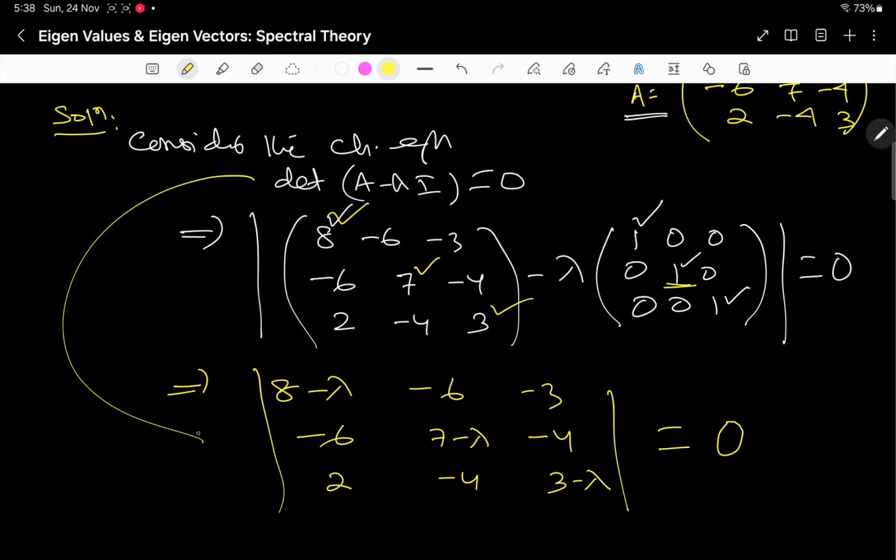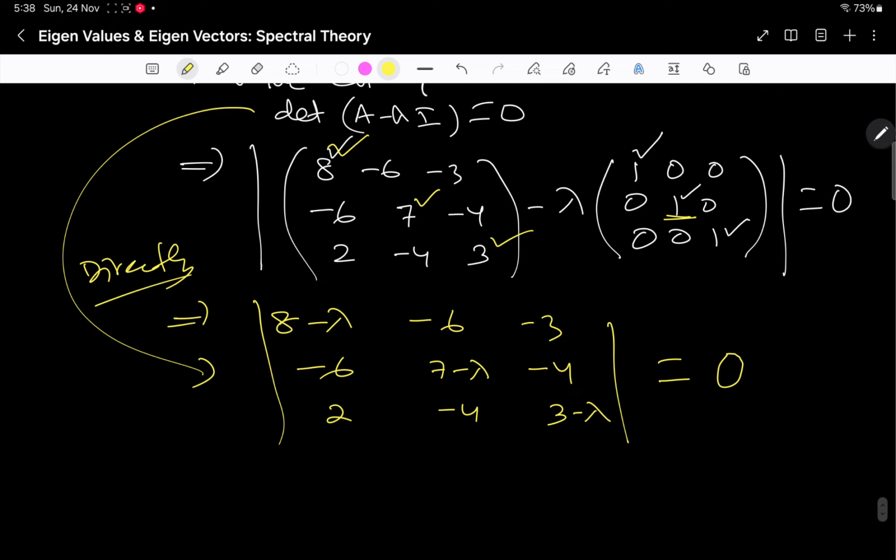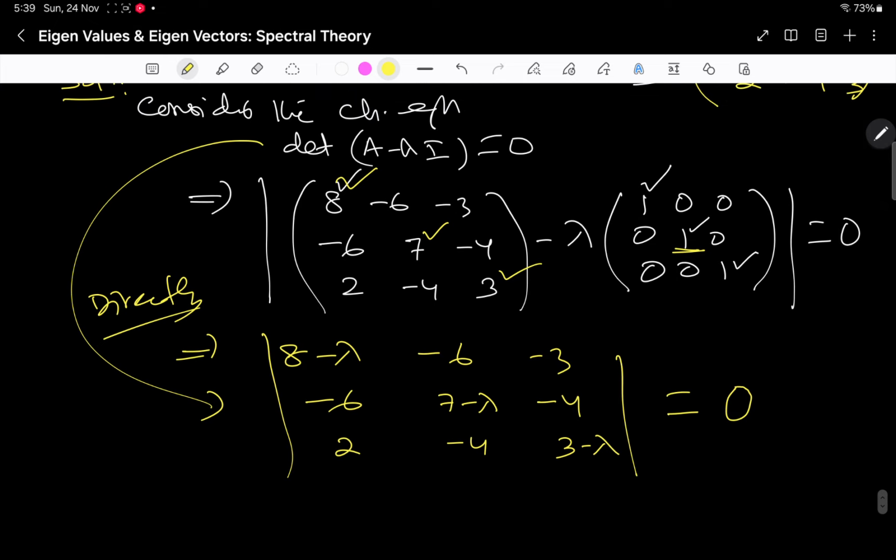You may write it directly. Okay, this is equal to 0. Now we have to solve it.